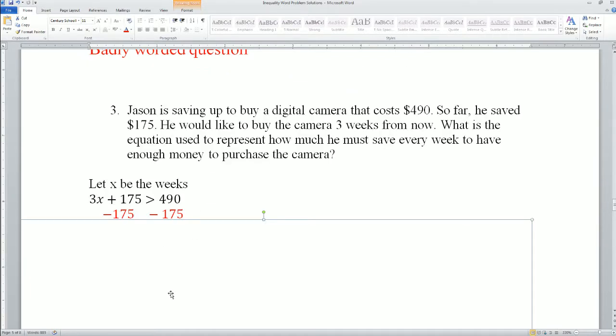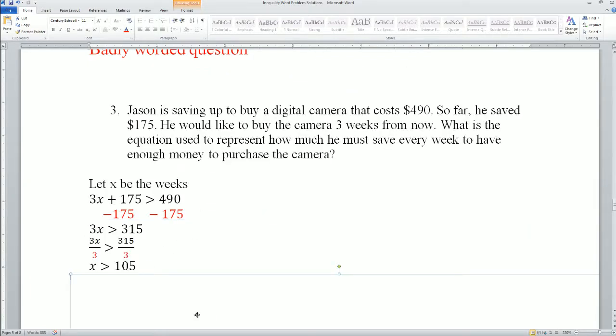Okay. Alright, Jason is saving up to buy a digital camera that costs $490. So far, he has saved $175. He would like to buy the camera 3 weeks from now. What is the equation used to represent how much he must save every week to have enough money to purchase the camera? So again, you have to define the variable and what the variable represents.